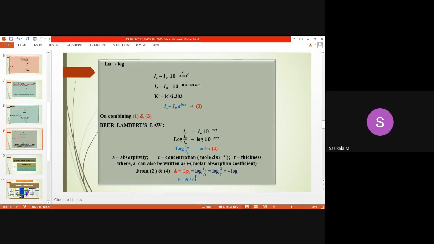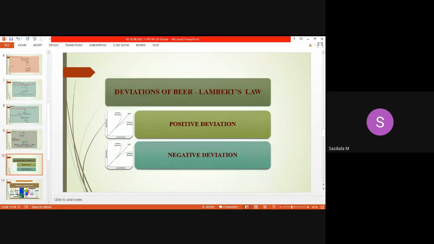Once the concentration is determined, it will be applicable for dilution and amount calculation. Then after determining the amount, we can go for purity calculation. That says about the purity of the drug substance. Okay. Next, we'll see about deviations.